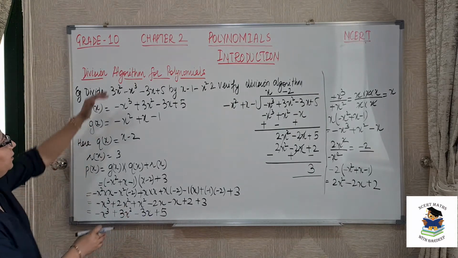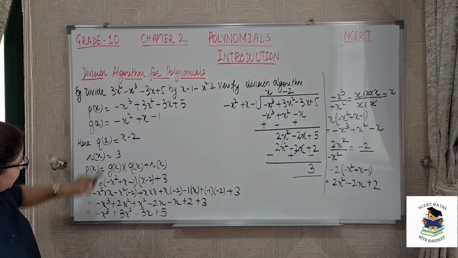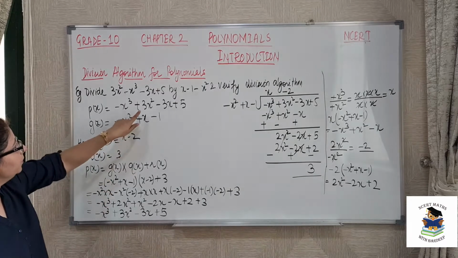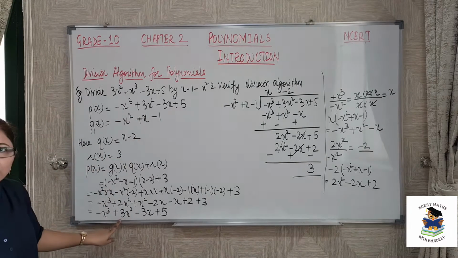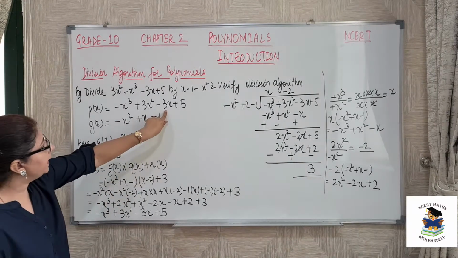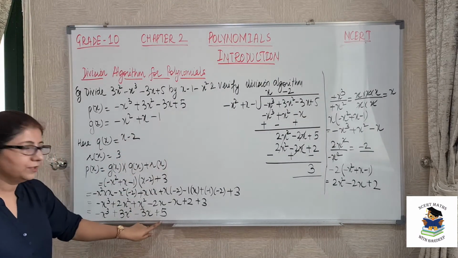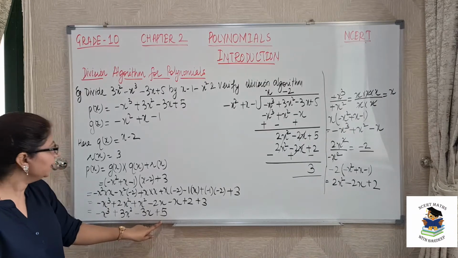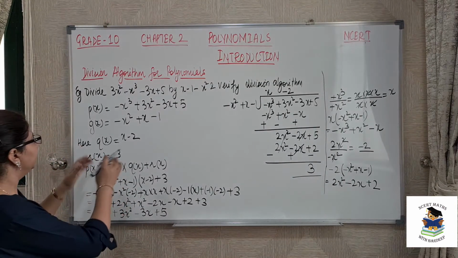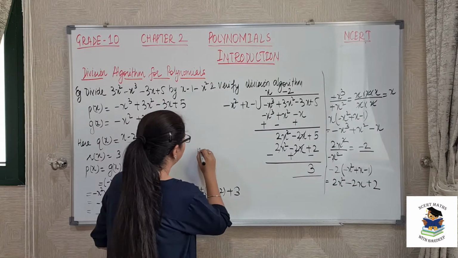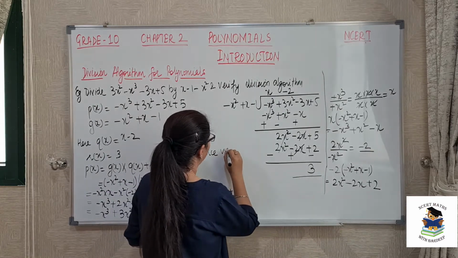So now let's see whether this is equal. See, minus x cube plus 3x square plus 3x square minus 3x plus 5 plus 5. Okay, so we can see that they are equal. Hence verified. You can write hence verified.